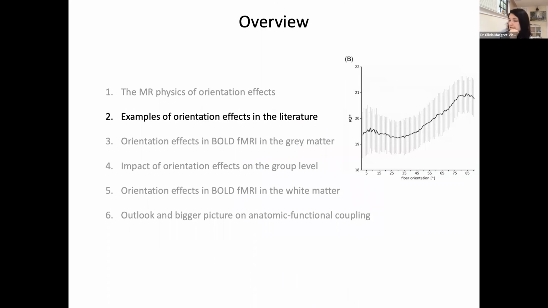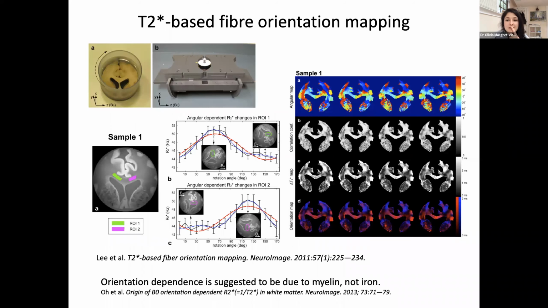So this is roughly the root of orientation effects. And now I want to show you some examples from the literature where this has been observed in the tissue. So contrast can arise from the tissue's architecture, and that can arise on the macro scale, like large blood vessels and bigger fibers, but also down to the micro scale. So there are many examples in the literature where this has been demonstrated.